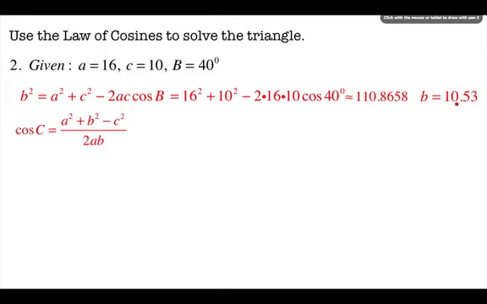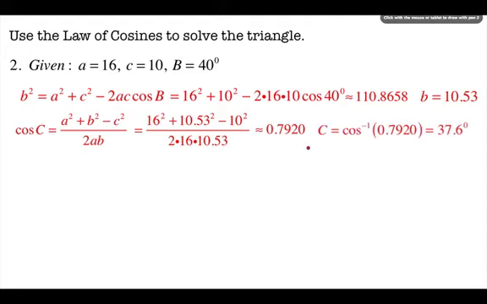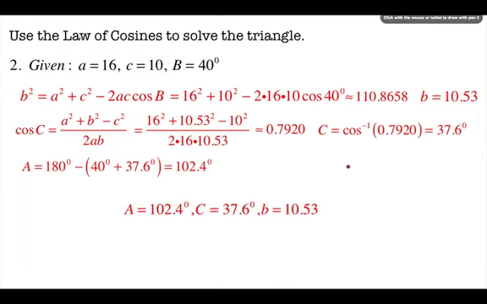Then find angle C. I use the formula you saw in the previous problem, number 1. Substitute the values. This is what I get. Notice that I have 10.53 squared. I get the following. Since I want to find angle C, I have to use the inverse function. And I end up with 37.6 degrees. At this point, all I have to do is find angle A. And this is how I can find angle A. And then I write the information that I found on problem number 2, and here it is.